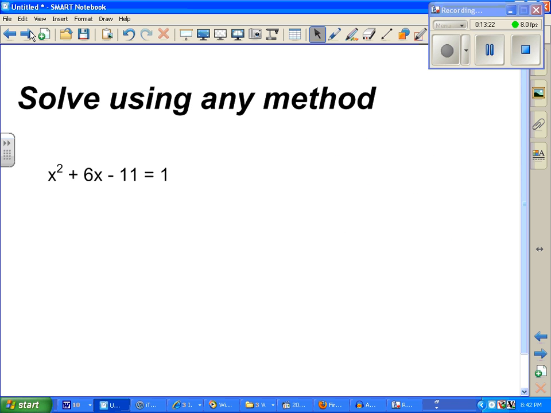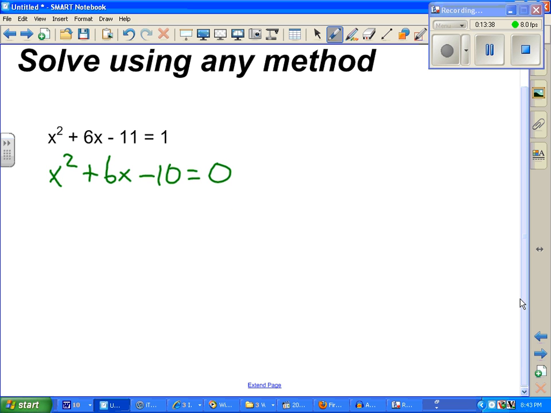All right, we're going to have to hustle here. Let's take a look. If I subtract 1 over, I get x squared plus 6x minus 10 equals 0. The reason I subtracted that over is because I want to make it look like general form. I want it to equal 0. What do I like with this? I like completing the square because my leading coefficient is 1 and I have an even number in the middle.